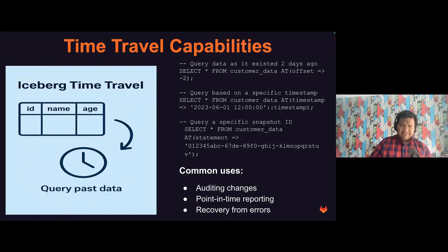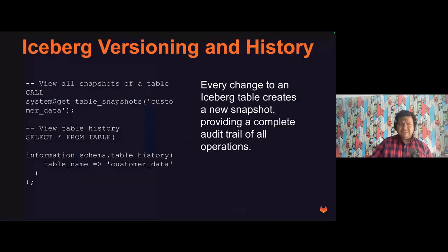The next thing on these capabilities is Iceberg versioning and history. So Iceberg maintains a complete lineage of every table modification through immutable snapshots. It takes a snapshot, creating a rich versioning system that tracks all the changes from creation through the table's entire life cycle. Isn't that good, right?